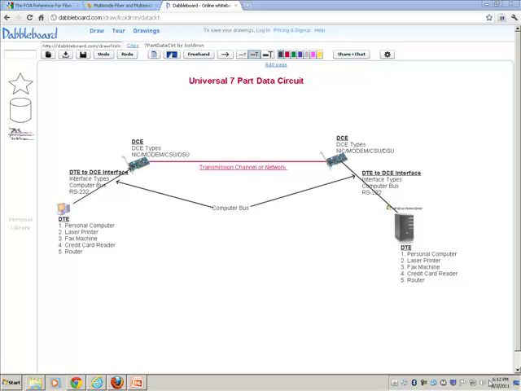So the 7-part data circuit, nothing complex, but how do we get from point A to point B? And we get back over here at the other end, we got DTEs, we got the computers, the same things again. We're going from a computer to a server.